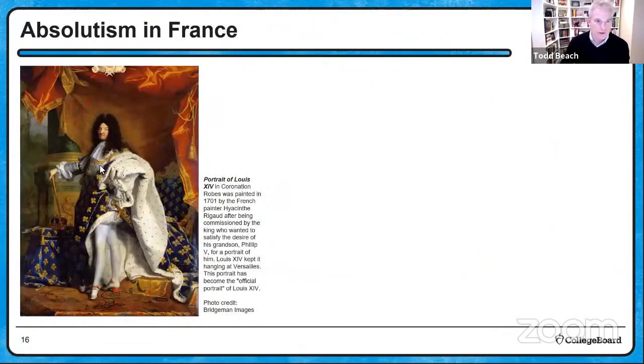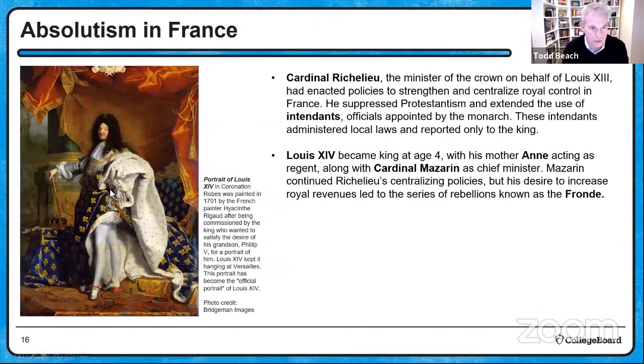And we'll start with this amazing portrait of Louis XIV. And Katie, I have tried to pull off that outfit and I just do not have the legs for it, but he certainly did.